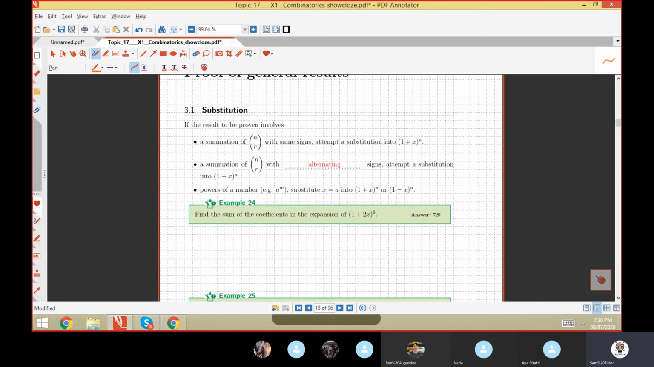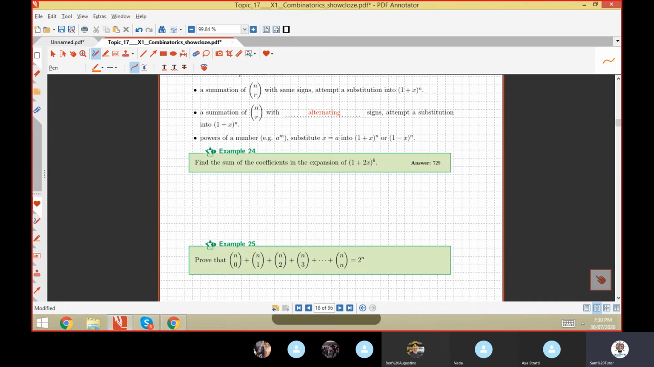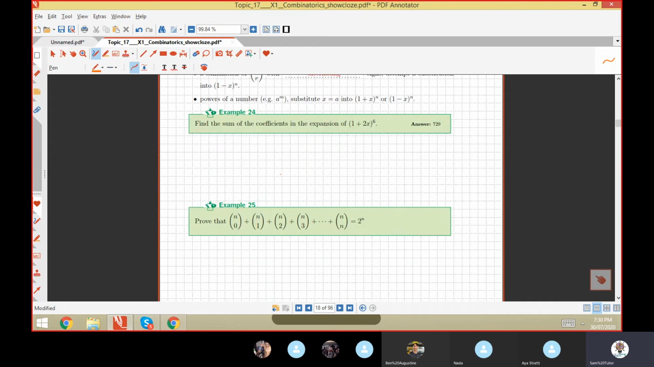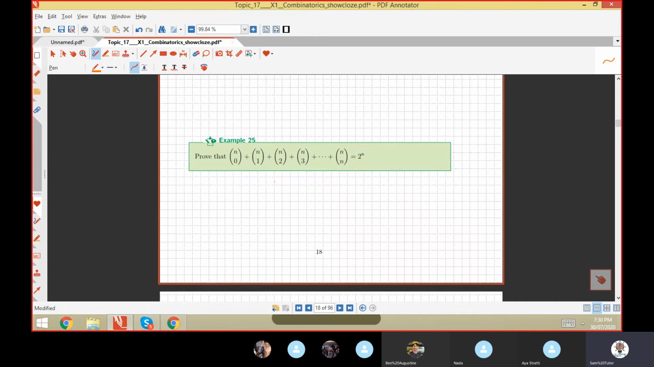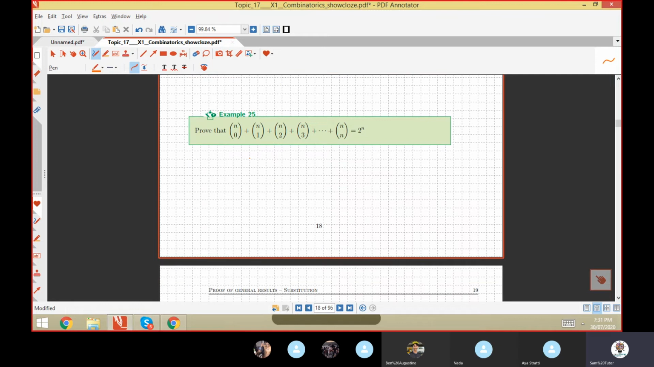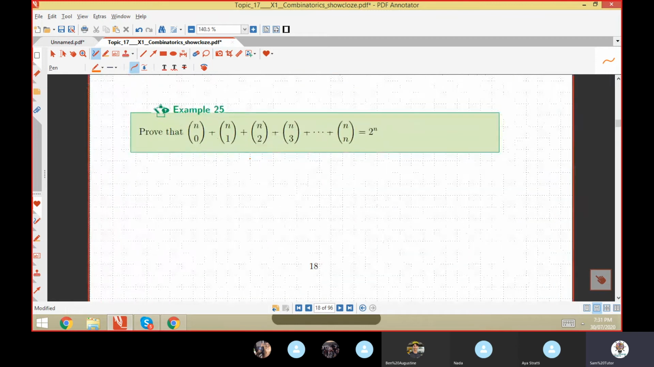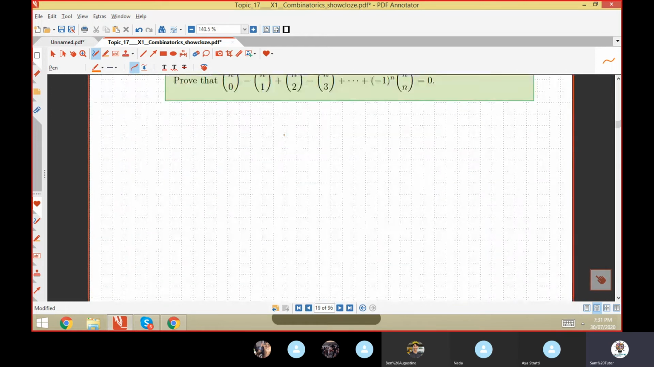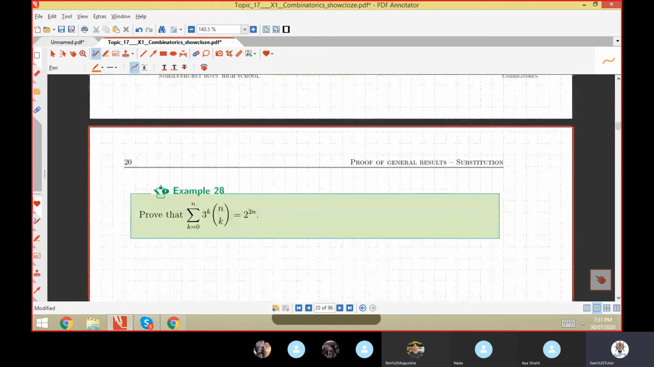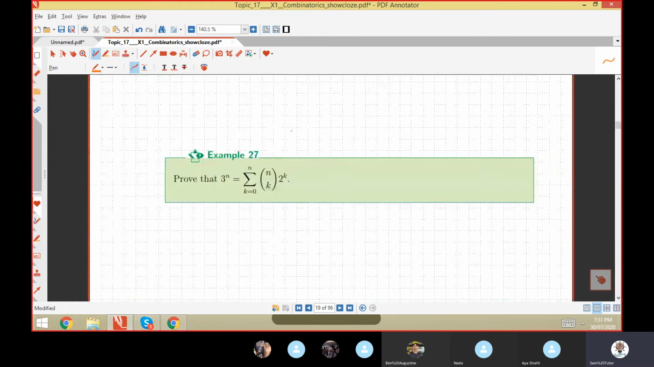Find the sum of the coefficients. Okay, hold on. This one. That's the one. Proof. You know what I might do before we do that? Because you guys are just going to be like, what the?